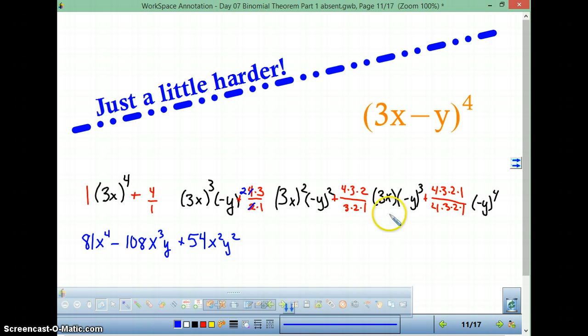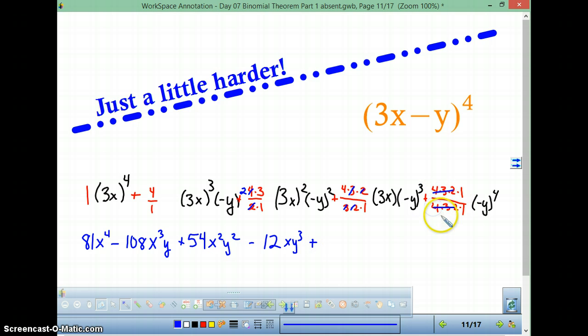Let's try this one. What's the sign going to be? I've got negative y cubed, so the sign's going to be negative. Okay? We'll simplify here. The 3's and the 2's cancel out. I end up with just 4. So 4 times 3 is 12 x y cubed. Okay. What's the sign going to be for this last one? I have negative y to the 4th, so it's going to be positive.